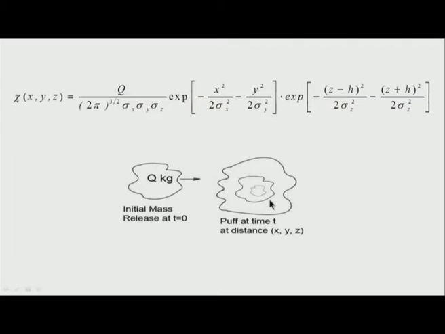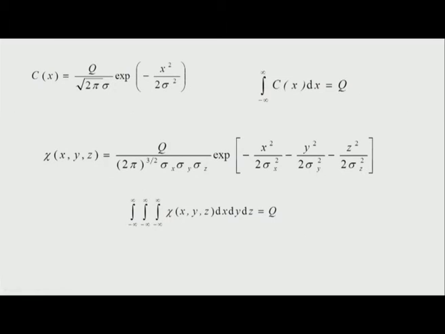And how does it increase in volume? Well, we said q divided by 2 pi to the power 3 by 2 sigma x, sigma y, sigma z into exponential of minus x squared by 2 sigma x squared, minus y squared by 2 sigma y squared, and minus z squared by 2 sigma z squared. If you look at the previous expression over here, we had z squared by 2 sigma z squared.